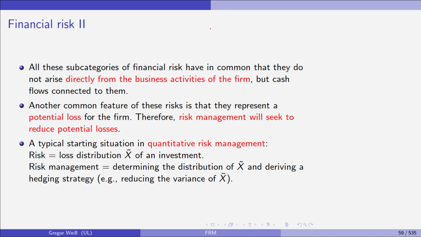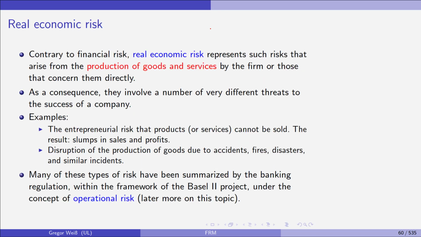A risk is usually proxied by a loss distribution, X tilde, of an investment, and risk management then tries to, first of all, identify this risk, then measure this risk by coming up with the hypothetical or measured or estimated distribution of X, and then deriving some strategy how to minimize this potential risk X. So in a nutshell, that's the main idea in quantitative risk management: getting to know what your risk is, X, and which distribution it has, and then coming up with some strategy how to reduce this risk.